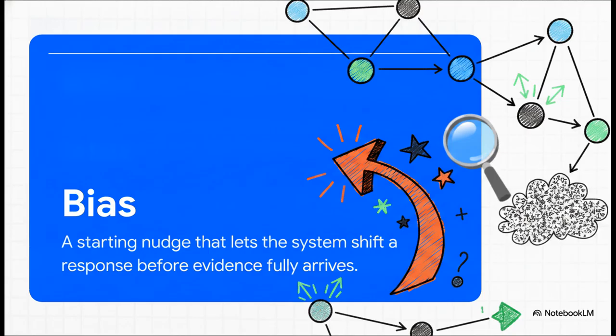Next up is bias. Think of bias as the starting lean of a decision. Sometimes a system just needs to begin somewhere before the evidence even fully arrives. It's like a little nudge. You know how some people are naturally optimists and agree easily, while others are cynics who need a massive amount of evidence to change their minds? Bias gives our mathematical system that exact kind of flexible starting point.